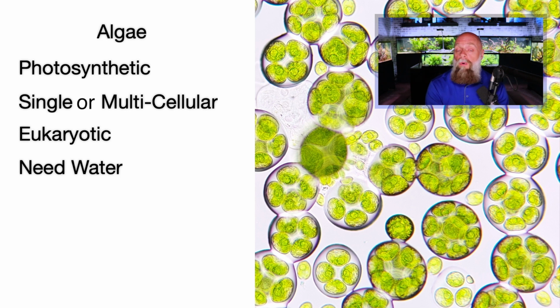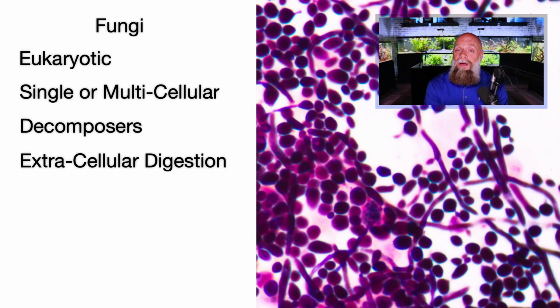They can be single or multicellular, and because they, again, are eukaryotic, they're going to have membrane-bound organelles, they're going to have nuclei. Now, as a whole, the algae need water. They're going to flourish in an aqueous environment. The fungi are another group of eukaryotic organisms that possess nuclei. They possess membrane-bound organelles. They, just like the algae, can be single or multicellular.